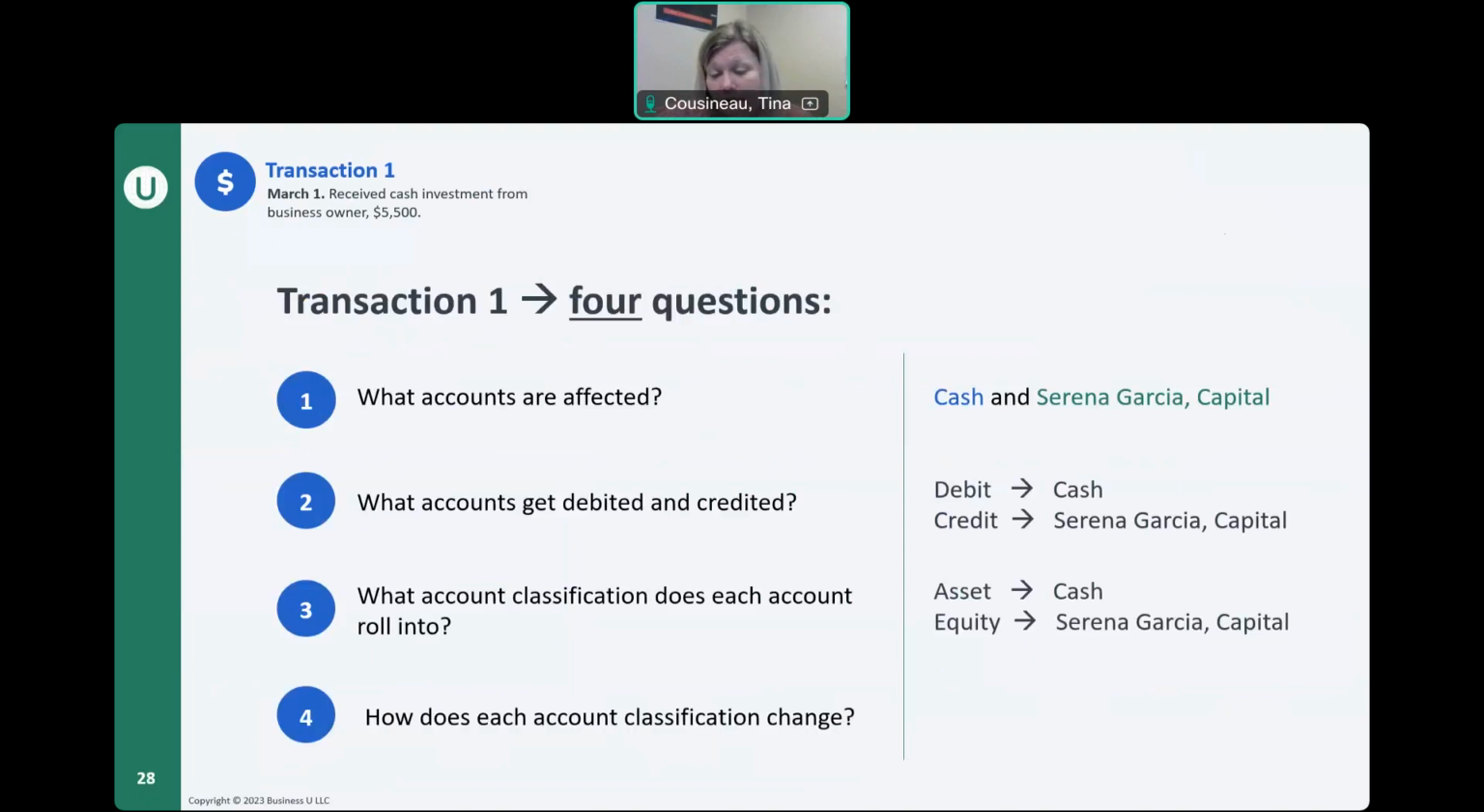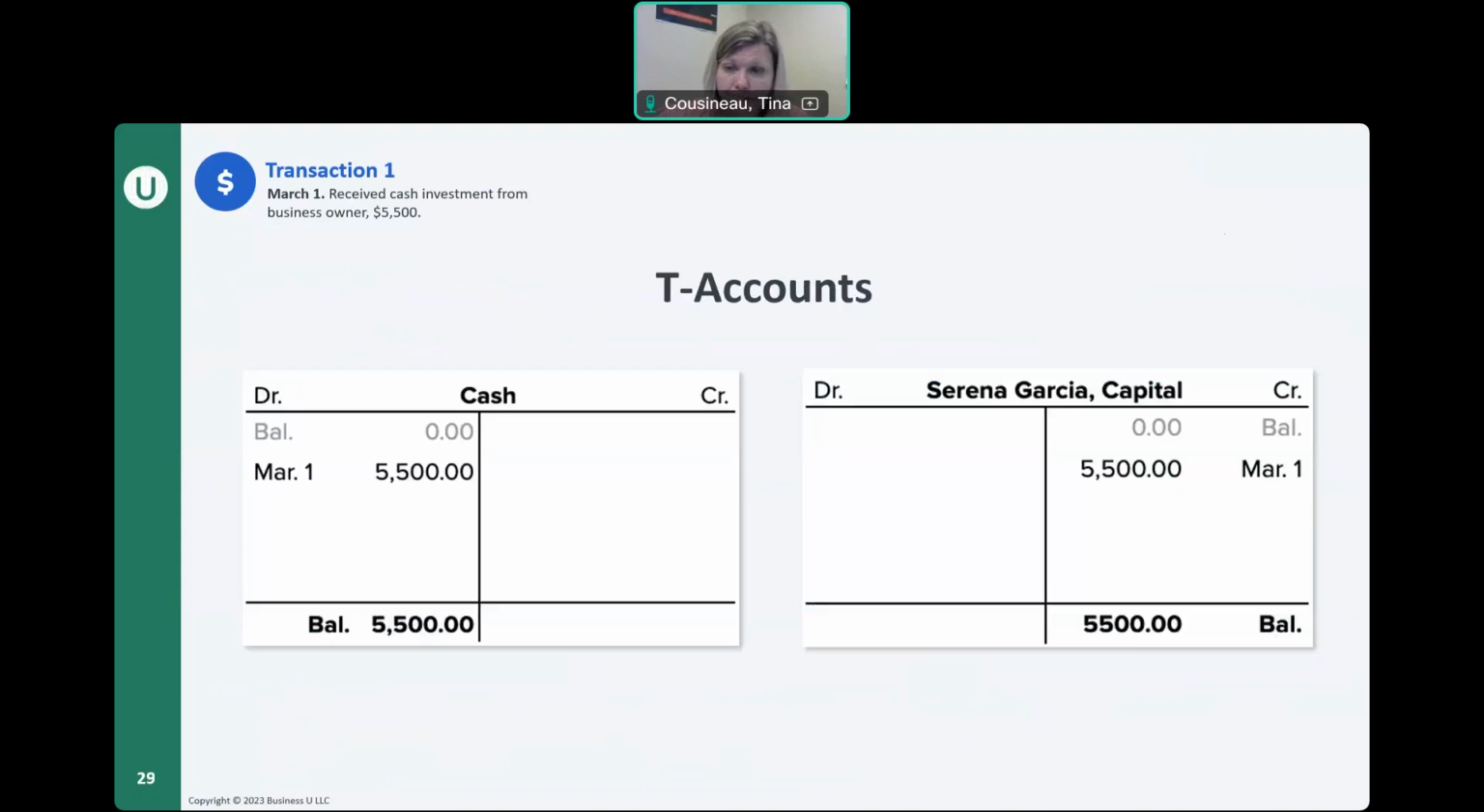How does the account classification change? We know our assets go up, we receive cash, and we know our equity goes up. We increase the investment in the company for that business owner.